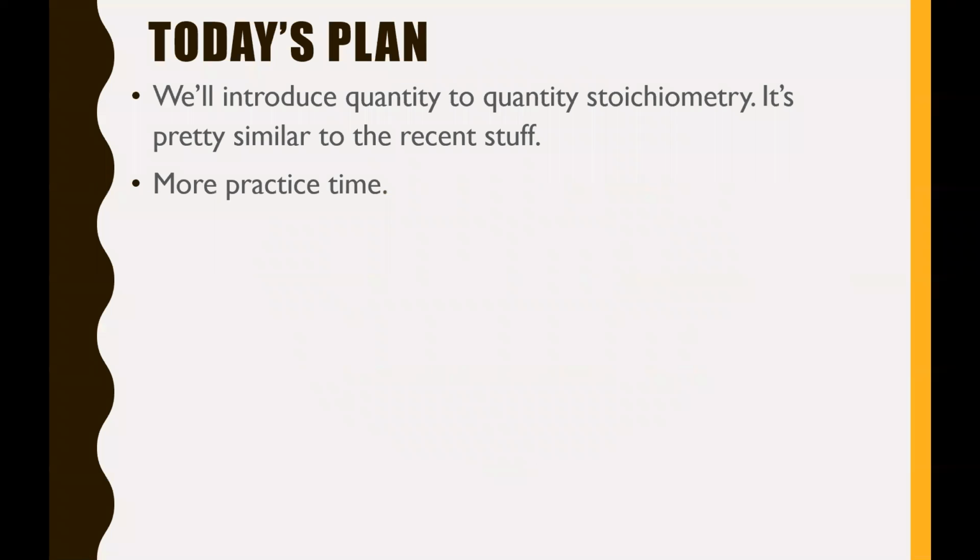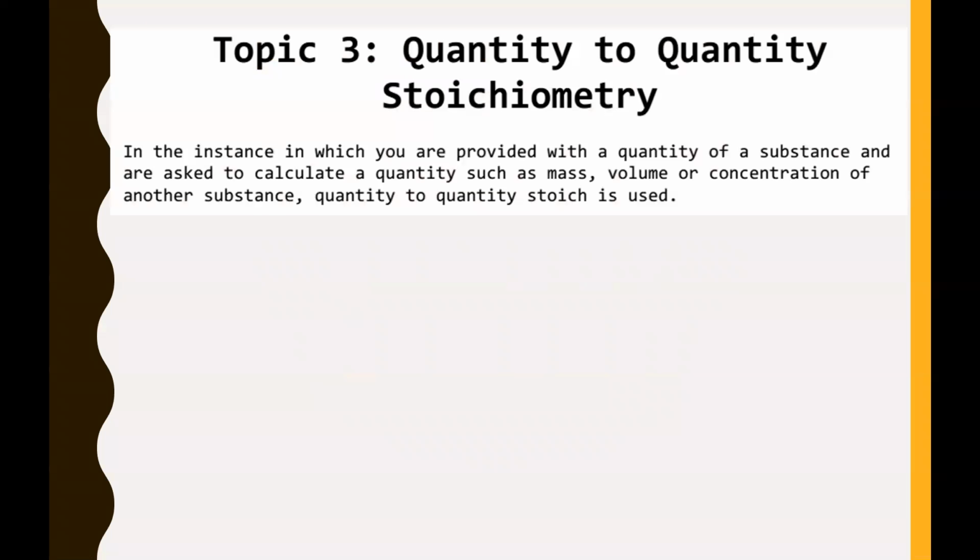Let's get going. So quantity stoich, it's very similar to the recent stuff. We'll get some more practice time. I'm just going to run through 5 different examples with you today. In the instance in which you are provided with a quantity of a substance and are asked to calculate a quantity such as the mass, volume, or concentration of another substance, quantity to quantity stoich is used.